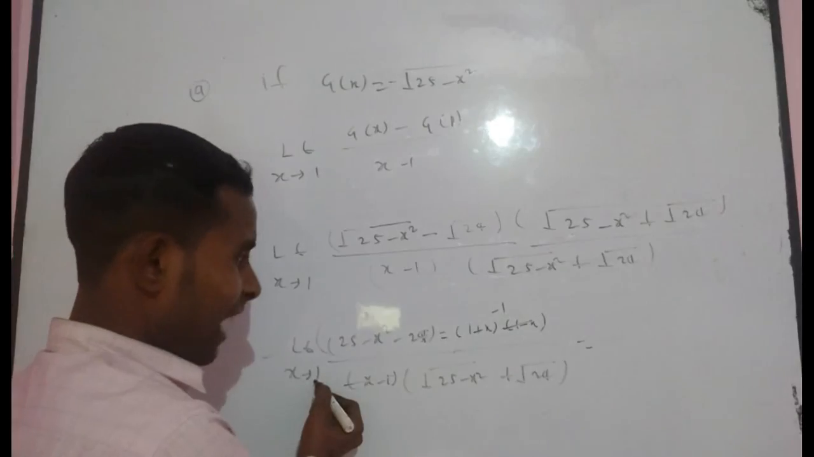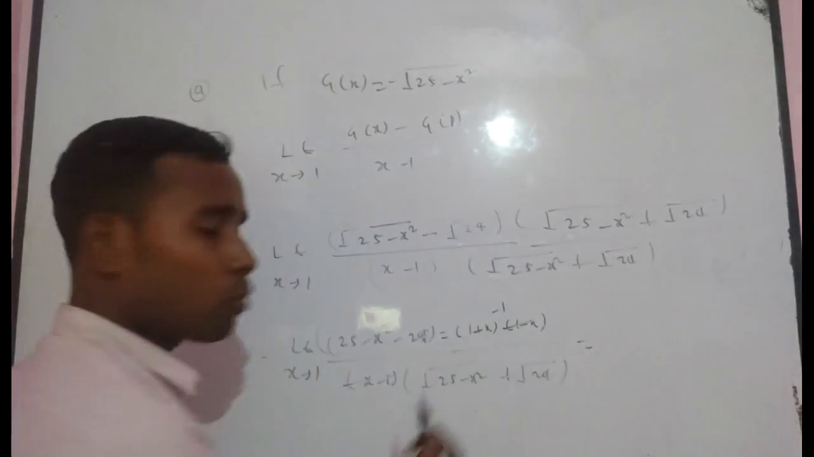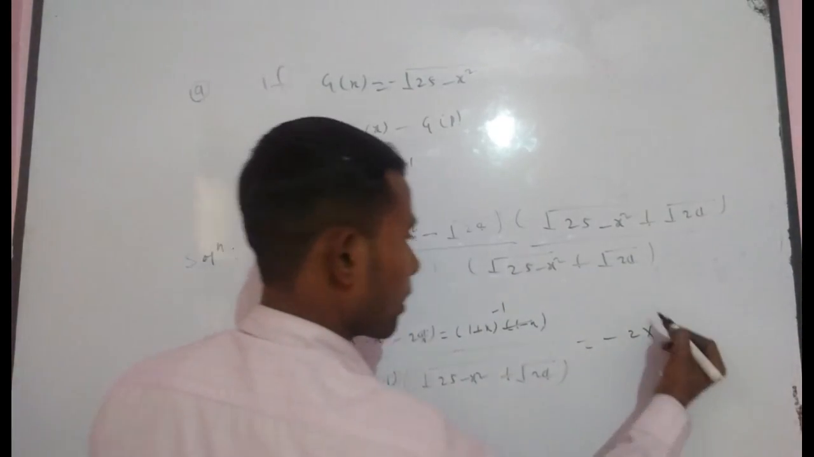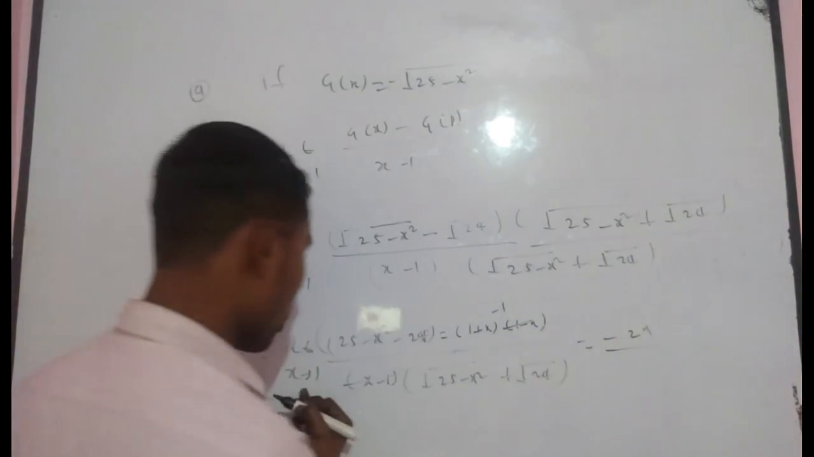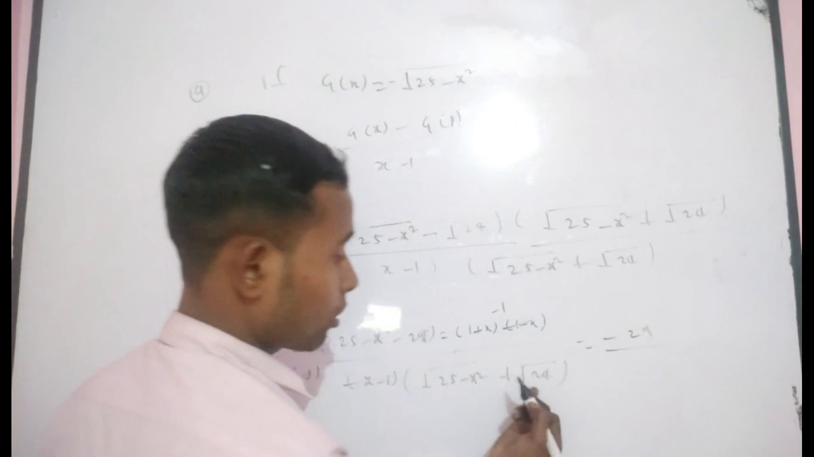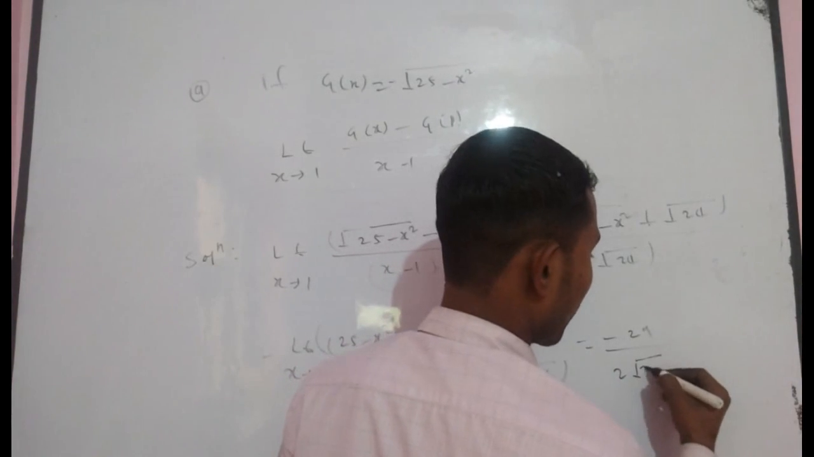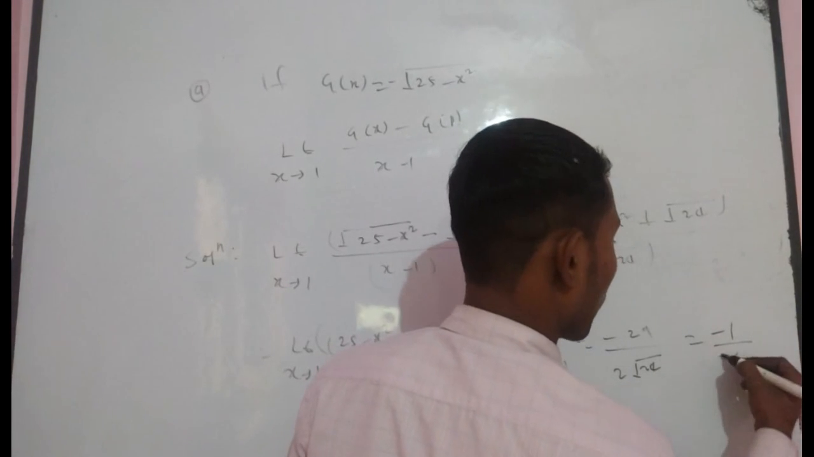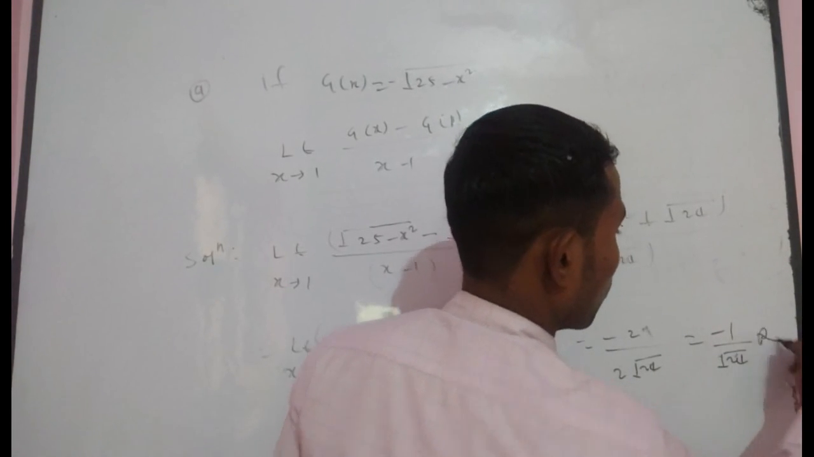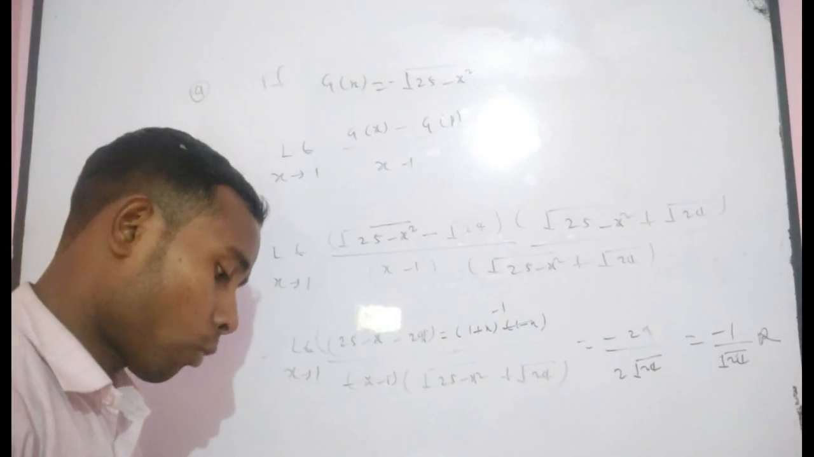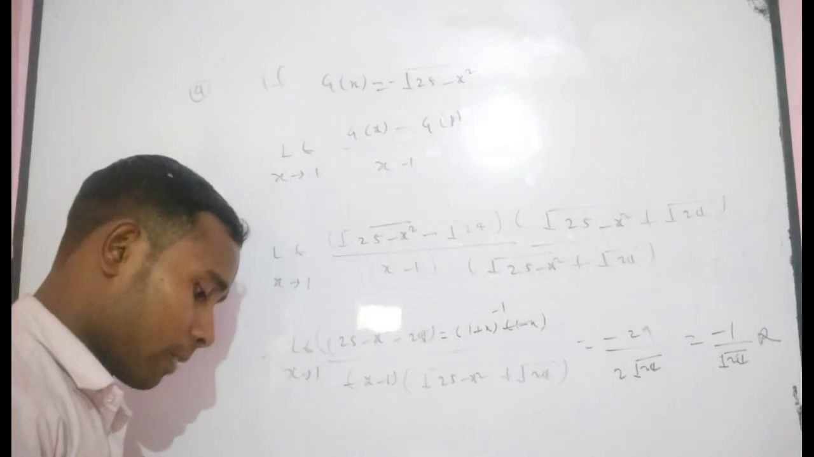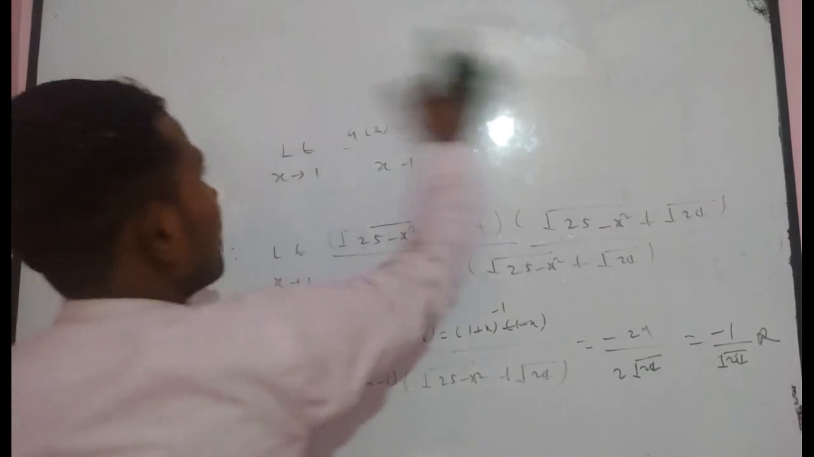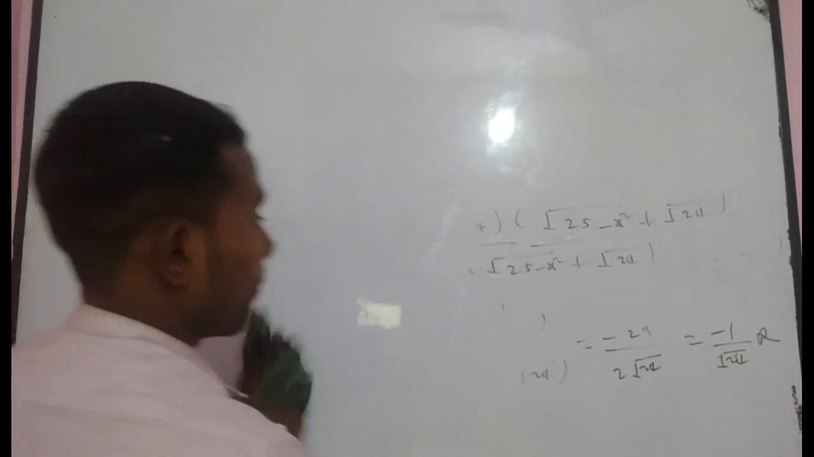If you put x is equal to 1, what do you get? 1 plus 1, 2. That means minus 2 divided by, if you put x is equal to 1 in this term, what do you get? Root under 24. Root under 24, that means minus 2 upon 2 root 24, that will be minus 1 upon root under 24, which is your required answer of this question. Similarly, you can solve example 10. Now I want to take example 10.